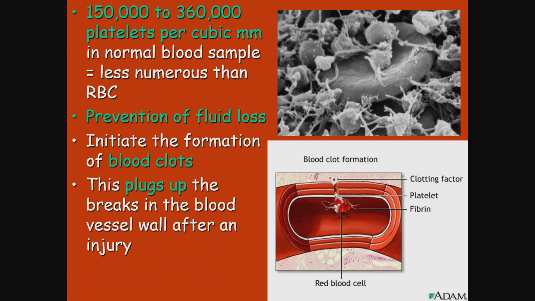150,000 to 360,000 platelets would be found in a cubic millimeter in a normal blood sample, and that's less numerous than the red blood cells in that same count. Their job is to prevent fluid loss. They also initiate the formation of blood clots, and if there's ever a break in the blood vessel, then it'll plug it up.